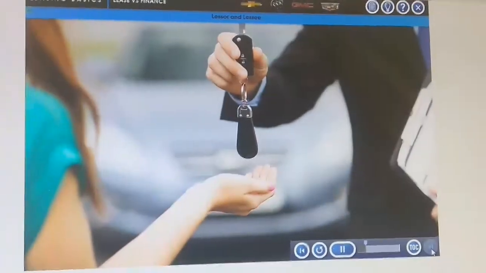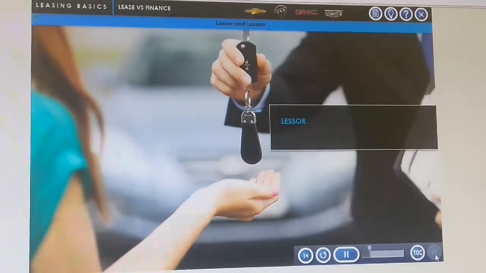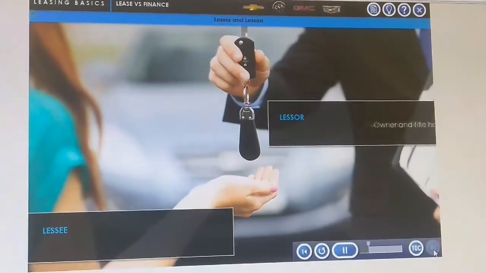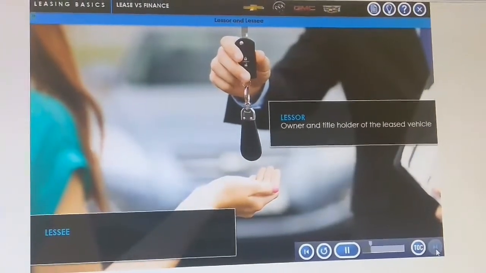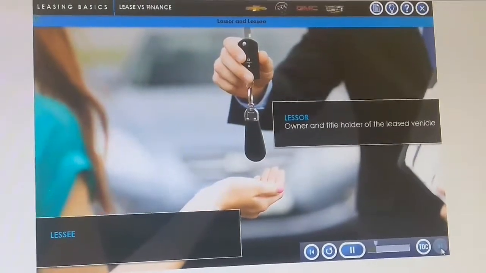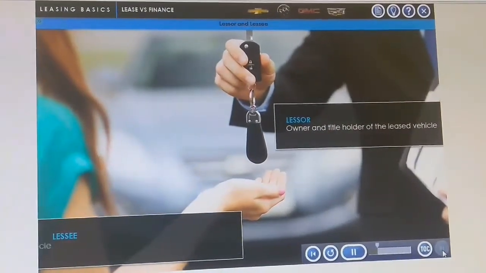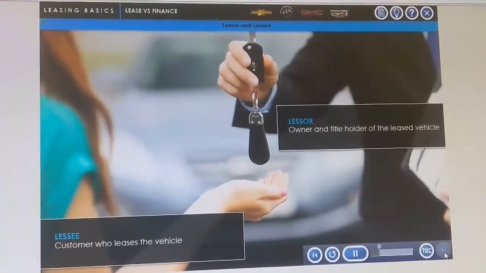Every lease involves 2 primary parties, the lessor and the lessee. The lessor is the owner and title holder of the leased vehicle. In other words, the company financing the lease. The lessee is the customer who leases the vehicle.